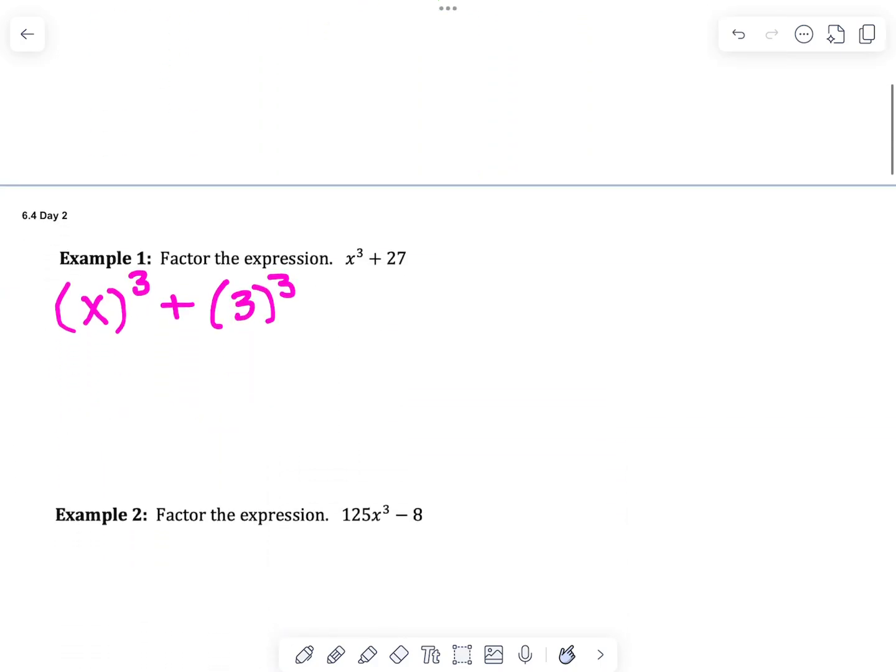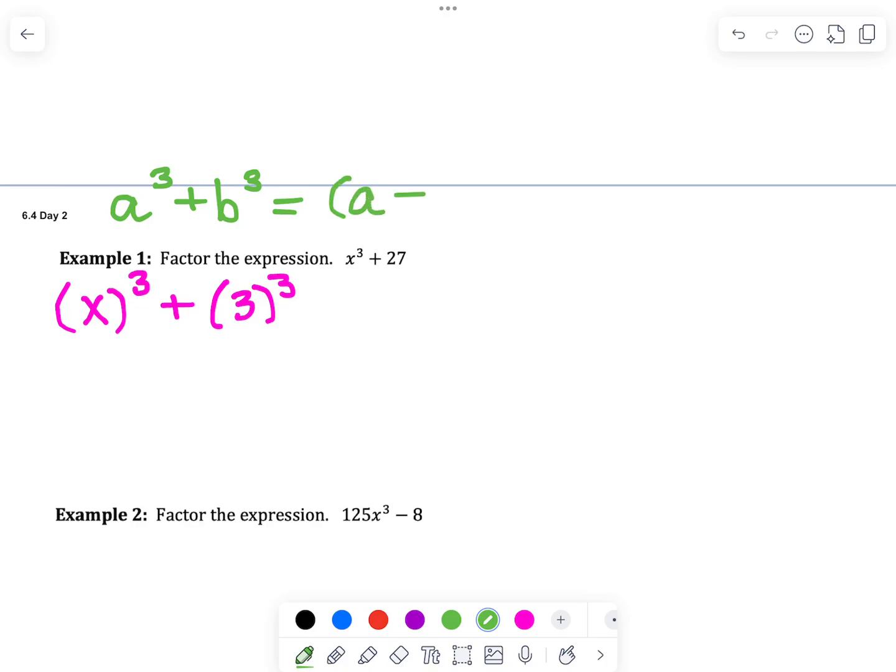So I'm going to write the rule right above it. So a cubed plus b cubed in factored form will be a plus b in the first parentheses, and then a squared, and I'll be very careful with this sign right here. It's going to be minus a times b plus b squared. So let's go ahead and substitute into the right side of that equation.